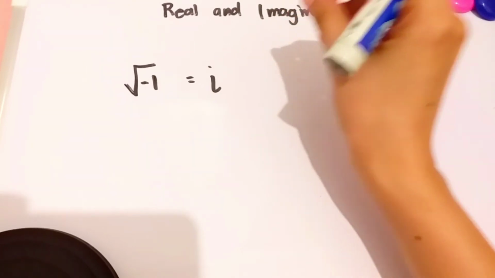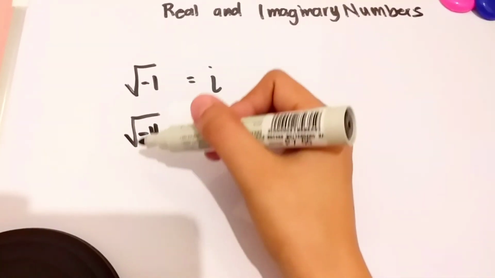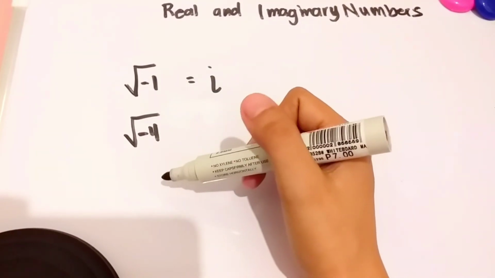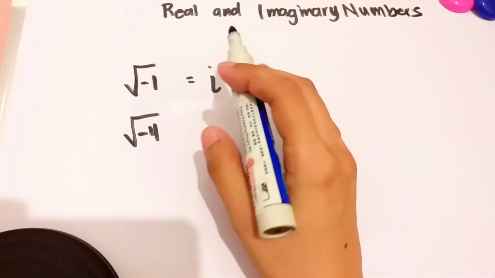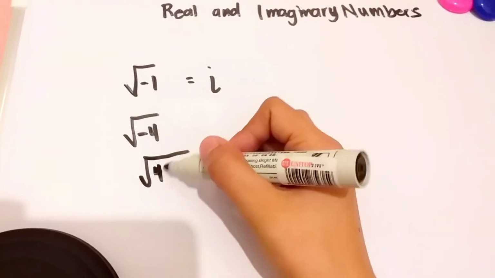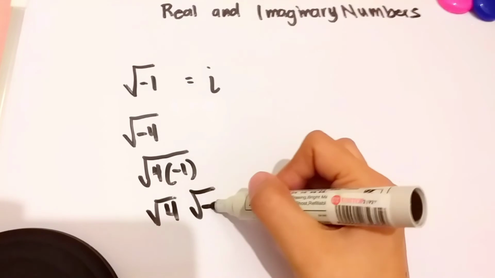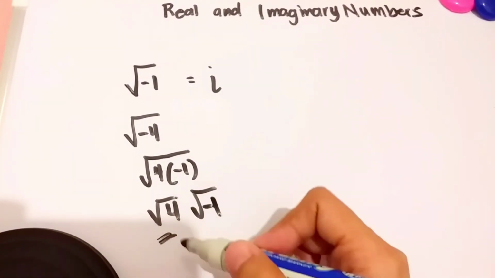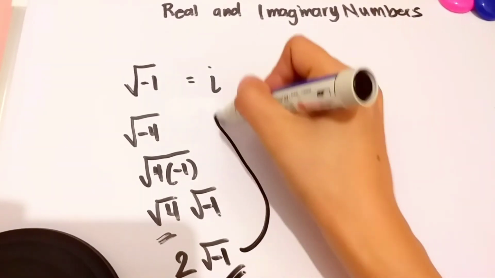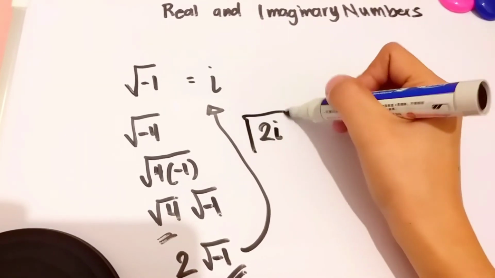So if we have the square root of -4, we can solve this by identifying the imaginary number of it. So we can factor this out, and then this will become 2, and then the square root of -1. Since this is equivalent to i, we will have the answer 2i.